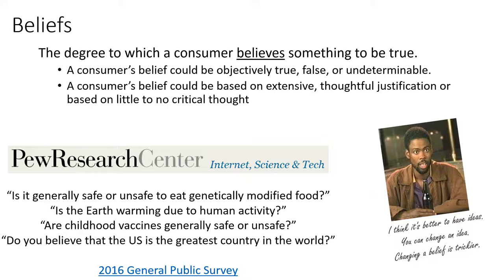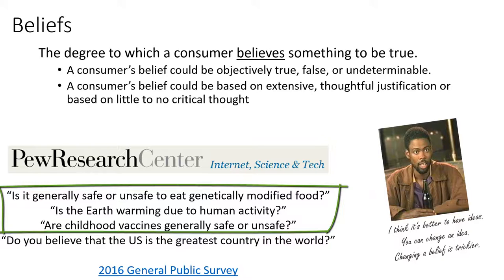Here's a series of examples of belief-based research questions that was collected by the Pew Research Center related to the internet, science, and tech. Is it generally safe or unsafe to eat genetically modified food? Is the earth warming due to human activity? Are childhood vaccines generally safe or unsafe? Now, what's interesting about these first three questions is that with enough science and enough research, we can likely determine whether these statements are objectively true or false.